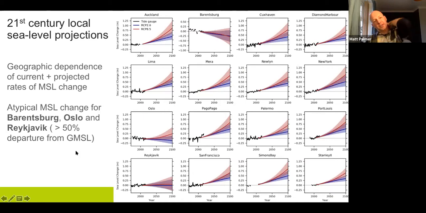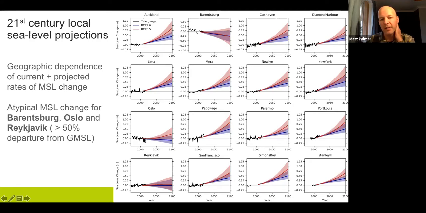So if we look at the 21st century sea level projections, in each case, I've got the RCP2.6 scenario in blue, RCP8.5 in red, and then the tide gauge data in black. What we can see is, although many of the locations have similar looking projections of similar magnitude, there are some places that really stand out as being significantly different. So Barentsburg, which is in Svalbard, there's Reykjavik in Iceland, and Oslo is the other one.